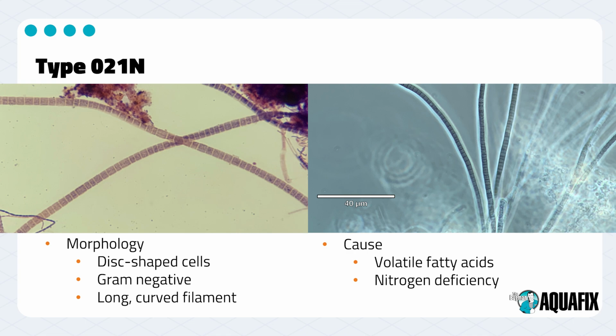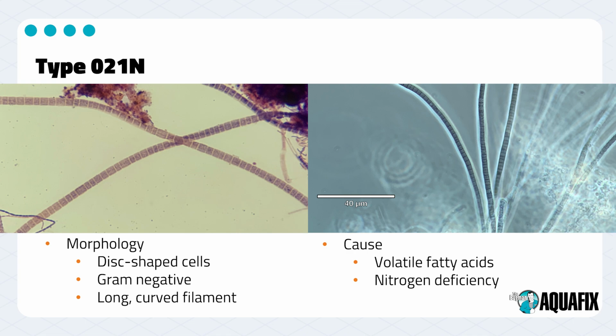This one has disc-shaped cells. It's generally gram-negative, although you can see gram variability, which is actually what we see in that top left, in that left-hand image. We see that filament kind of going from red to purple and displaying gram variability there. It is a longer filament that tends to be a bit on the thicker side that gently curves.